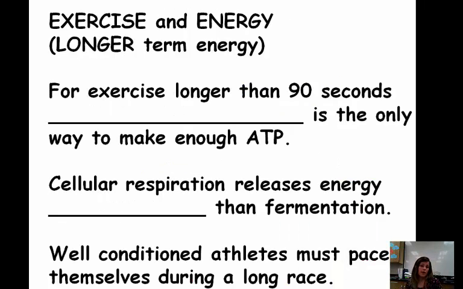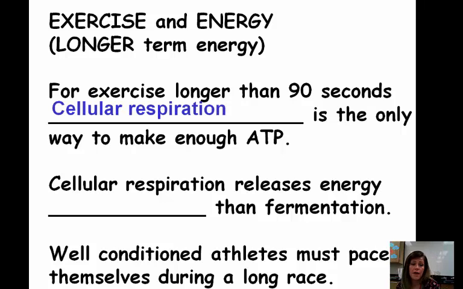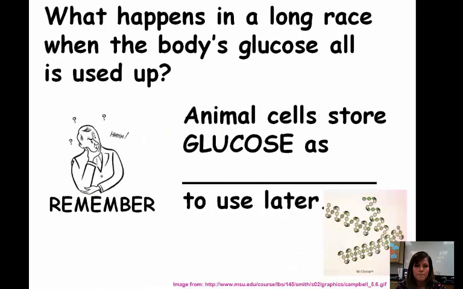So long-term energy. For exercises longer than 90 seconds, cellular respiration is the only way to make enough ATP. So cellular respiration releases energy more slowly than fermentation. So well-conditioned athletes must pace themselves during a long race so that they can build up enough ATP and they don't go through lactic acid fermentation.